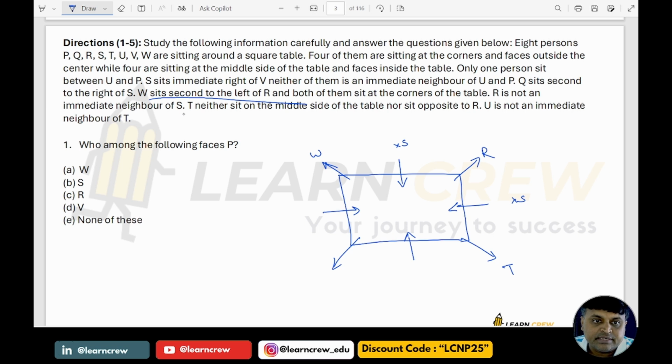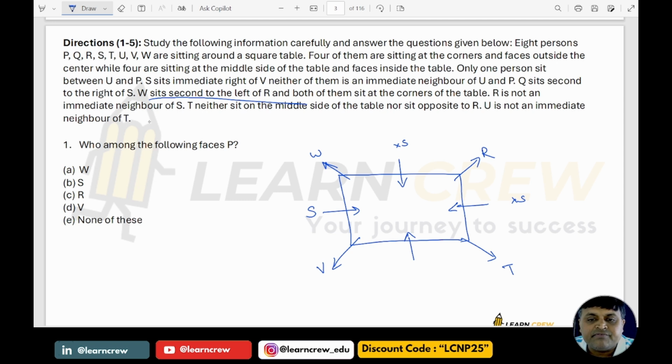T is here, and it is given that S is immediate right of V. S is not here, S is not here, so S can be any of these places, right? If S is here, immediate right is not satisfied. So S is immediate right of V is satisfied like this. Now the only thing left is what? If it is not S, something else we have.